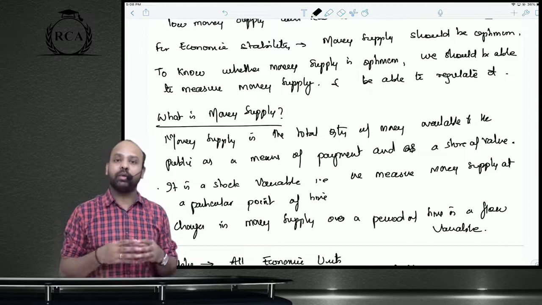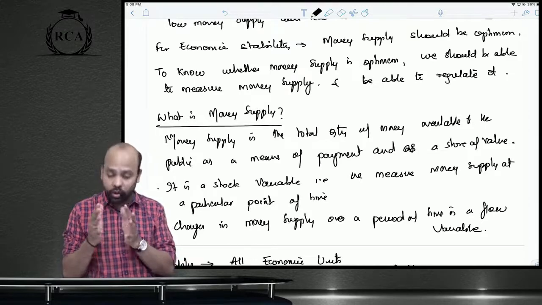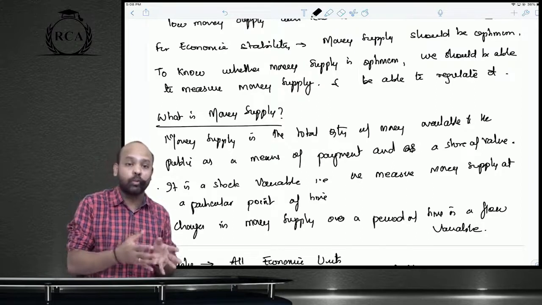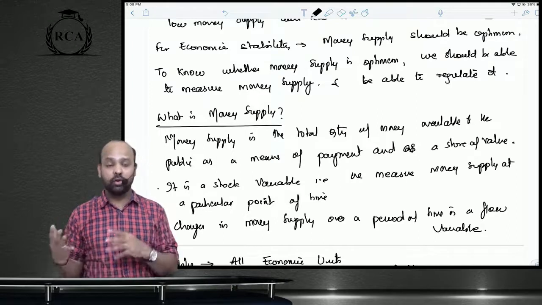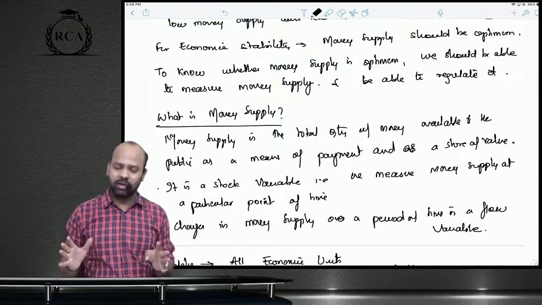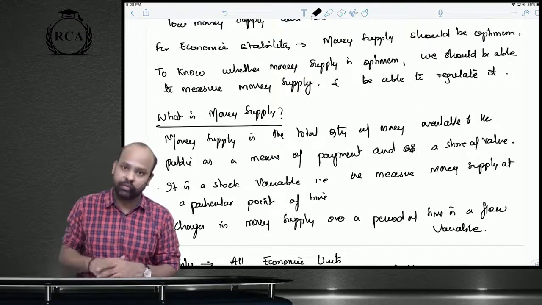Remember, guys, here when we say money supply, we are referring to it as a stock variable. That means we are talking about the quantity of money at a specific point of time. When we talk about changes in money supply over a period, we refer to money supply as a flow variable. But unless otherwise stated, this is a stock variable, that is, the quantity of money at a particular point of time.